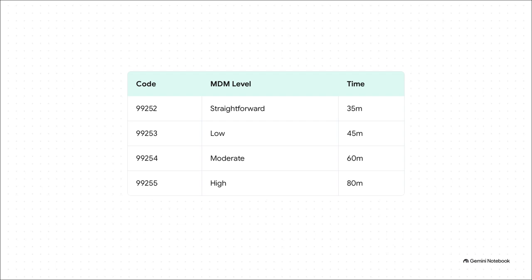So let's see how this builds for the inpatient and observation side with codes 99252 through 99255. Because inpatient care is inherently a lot more intensive, the time thresholds jump up significantly. CPT 99252 requires straightforward MDM, or 35 minutes. Stepping up, 99253 is low MDM, or 45 minutes. Then we make a pretty big jump to CPT 99254, needing moderate MDM, or 60 minutes. And for your most complex, high-acuity cases, the highest level, 99255, demands high MDM, or a full 80 minutes.